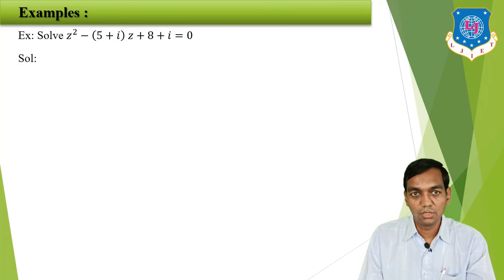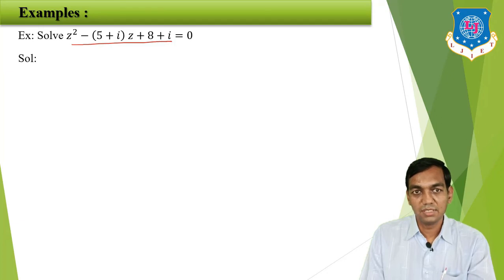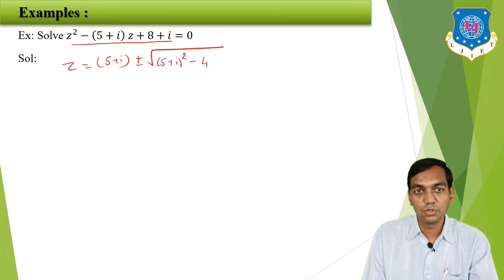So you have to solve this equation. We are starting with z is equal to minus b plus or minus under root of b square minus 4ac, divided by 2a. So it is 5 plus i the whole square minus 4 into a is 1 into c is 8 plus i, divided by 2 into 1.